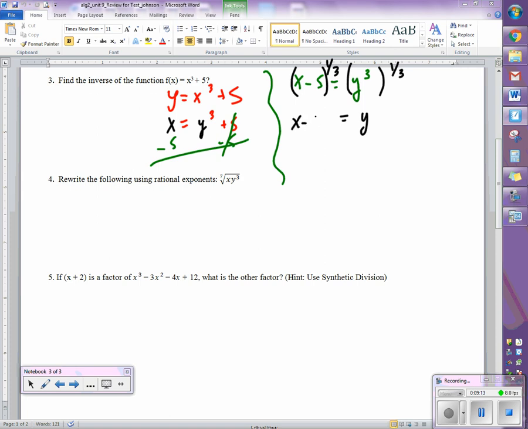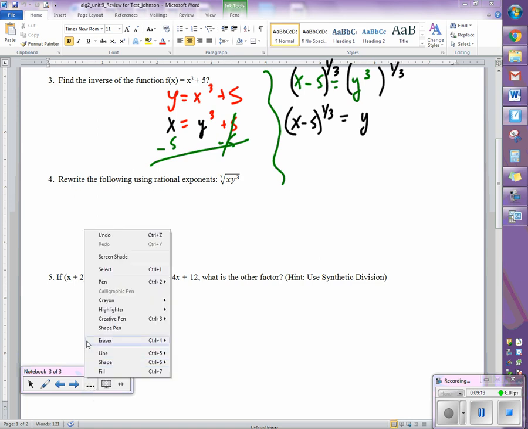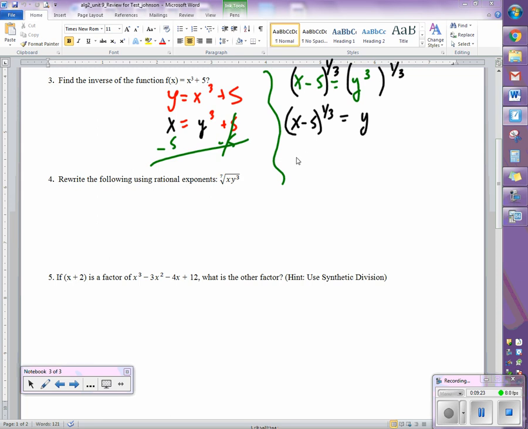And then I still have x minus 5 in parentheses on the left with the power of 1/3. And then my last final answer is write it in the correct notation. So you use f inverse of x equals parentheses x minus 5 to the 1/3 power.